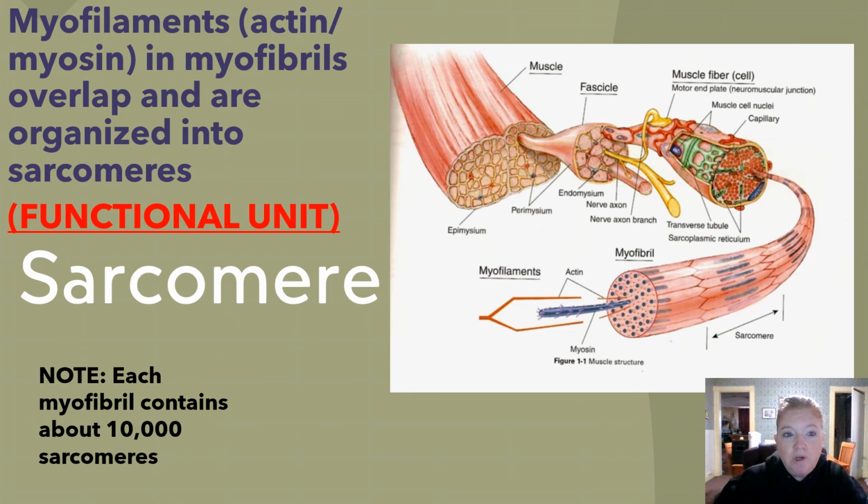So the functional unit of the muscle itself is called the sarcomere. And the actin and myosin, those myofilaments in the myofibrils overlap and they're organized into sarcomeres. Okay, so each myofibril contains about 10,000 sarcomeres. They just sarcomere, sarcomere, sarcomeres, they just repeat.